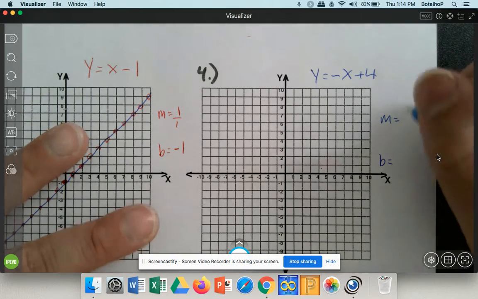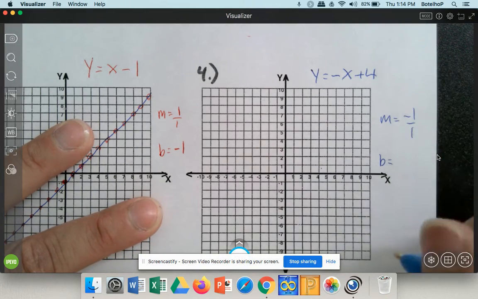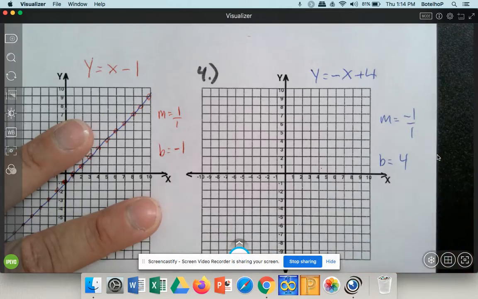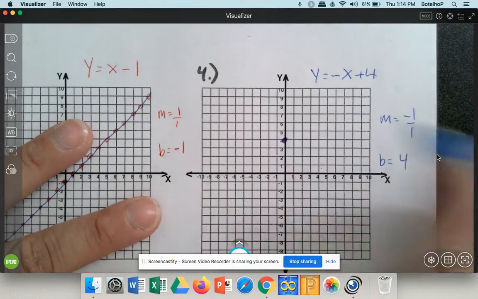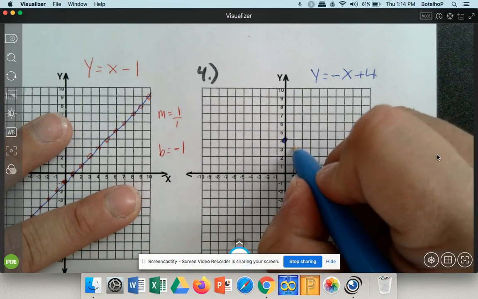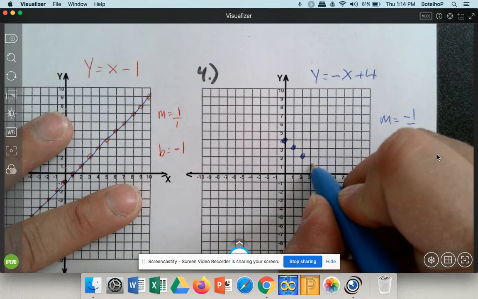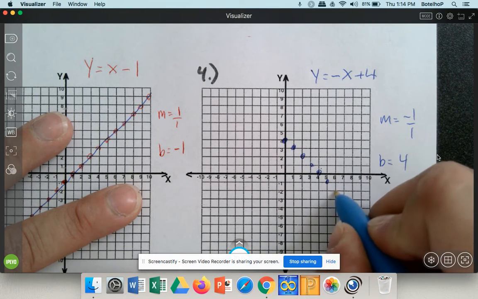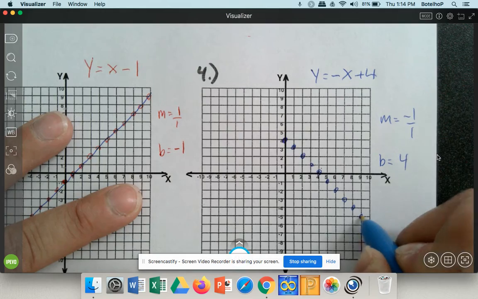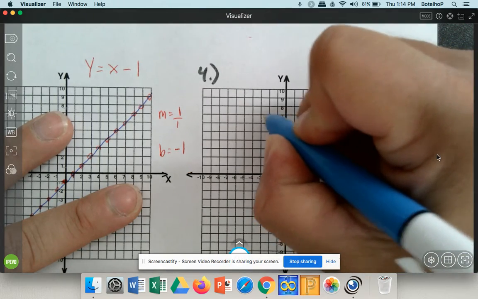Okay, so hopefully you put m is -1/1, b is 4. So you start at 4, the y-intercept, and you go down 1, right 1. So it's a nice negative slope. I wonder if you went this direction. Plenty of pretty points like this.